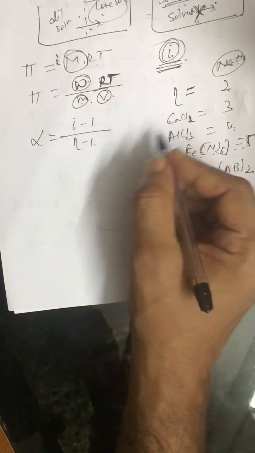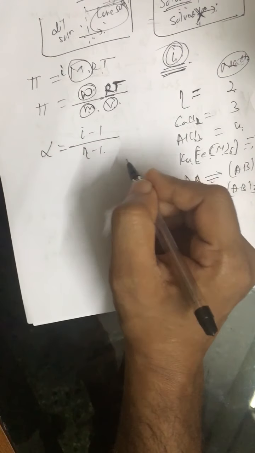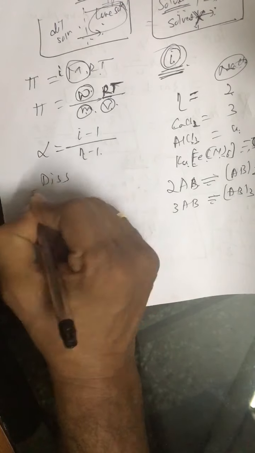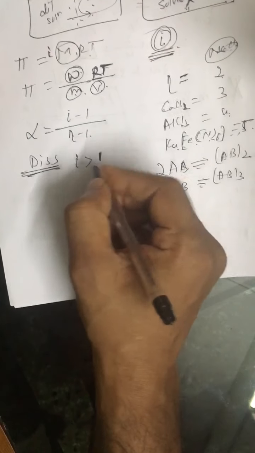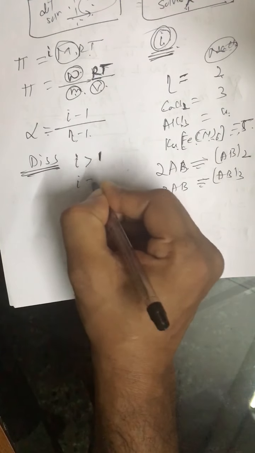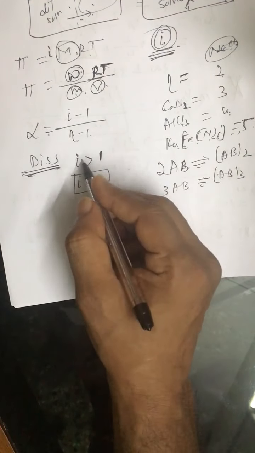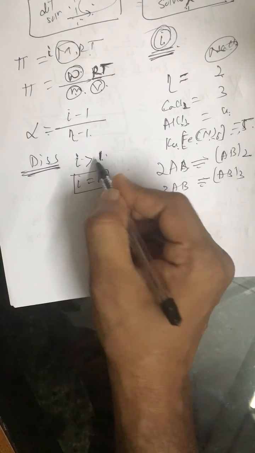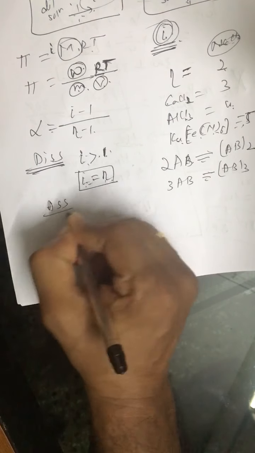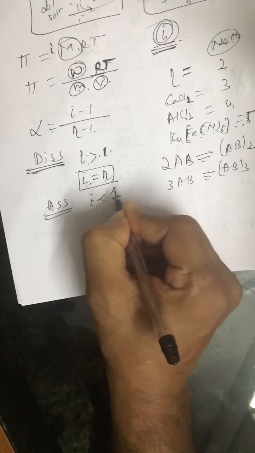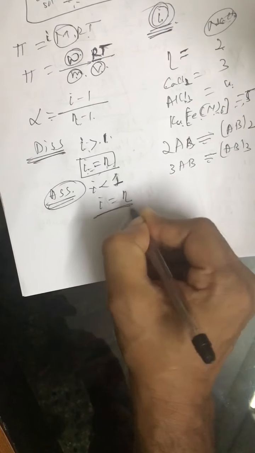So the i and eta factor is clear. Alpha is the degree of dissociation. In case of dissociation, i is greater than 1. The maximum value of i can be equal to eta; it can never exceed eta. And i is greater than 1 in case of dissociation, and in case of 100% dissociation i becomes equal to eta. In case of association i is less than 1, and again in case of 100% association i becomes equal to eta.